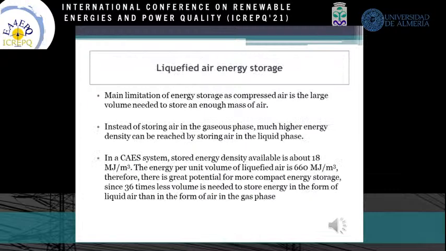Found the problems of SKY's system, we have studied the liquefied air energy storage. The main limitation of energy storage as compressed air is the large volume needed to store enough mass of air. Instead of storing air in the gaseous phase, much higher energy density can be reached by storing air in the liquid phase. In a gas system, the stored energy density available is about 18 megajoules per cubic meter.